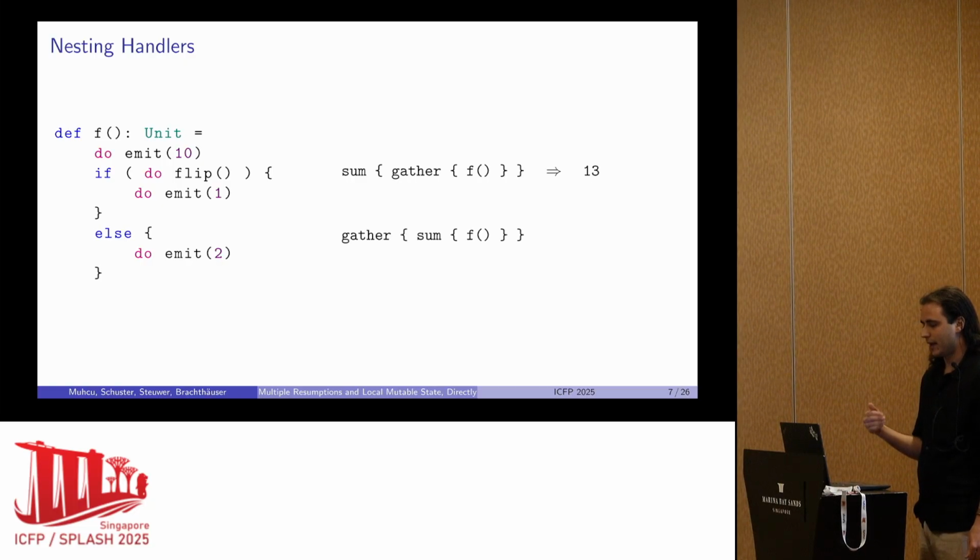But we can also handle the effects in the opposite order. In that case, we collect all the possible sums on each possible trace. And that would give us the list of 11 and 12. It's important to note here that the handler sum also includes a mutable variable, and the state of that variable is reset whenever the handler for gather resumes. Otherwise, we wouldn't get the desired output here.